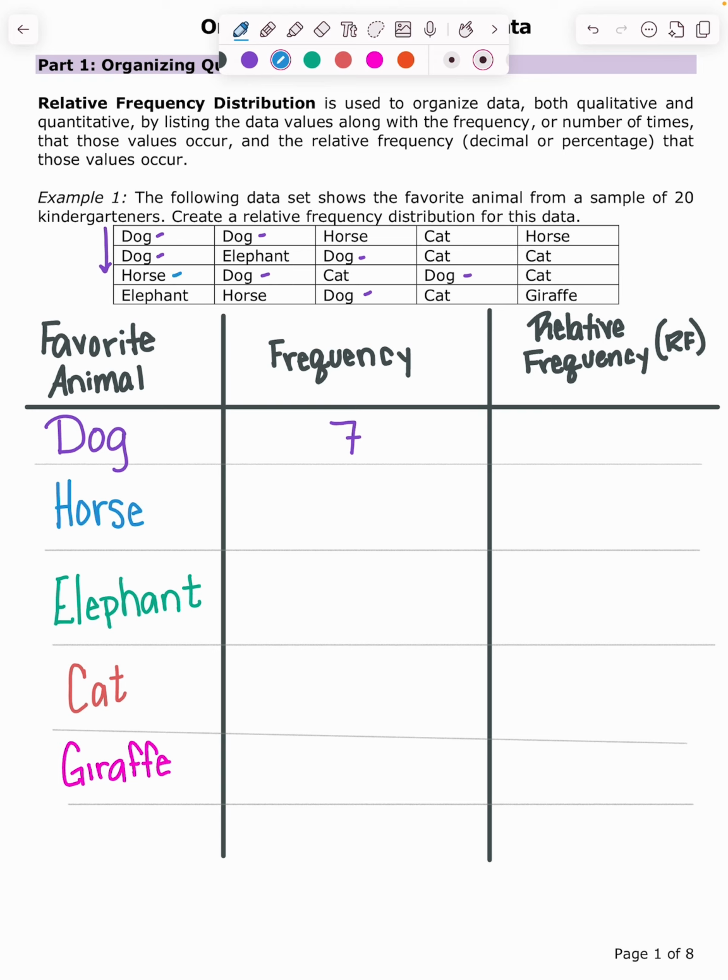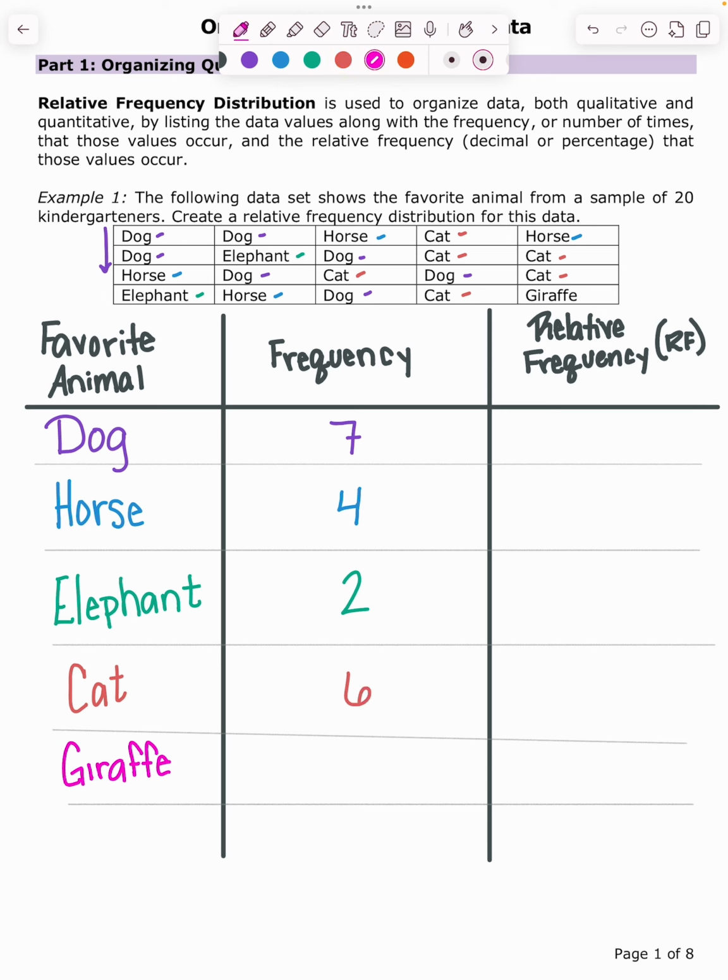So now horse, 1, 2, 3, 4. 4 horse. 1, 2, 2 elephant. Hopefully I'm not missing any. Cat, 1, 2, 3, 4, 5, 6 cat.